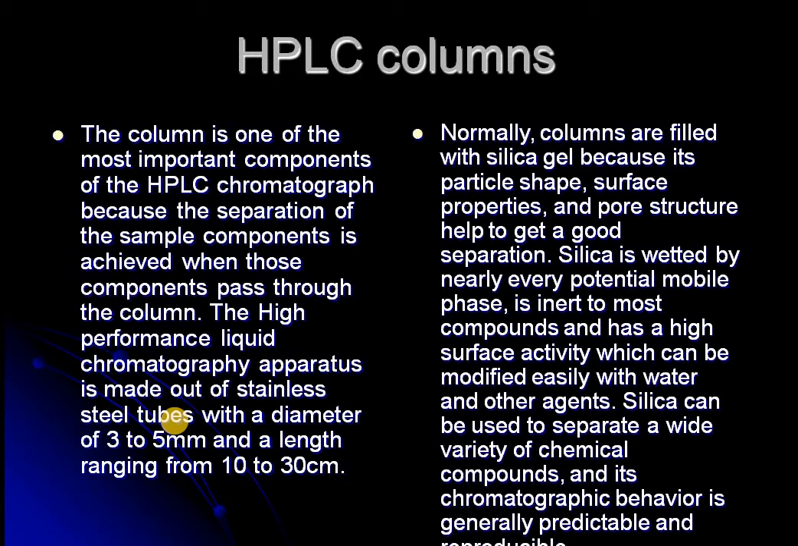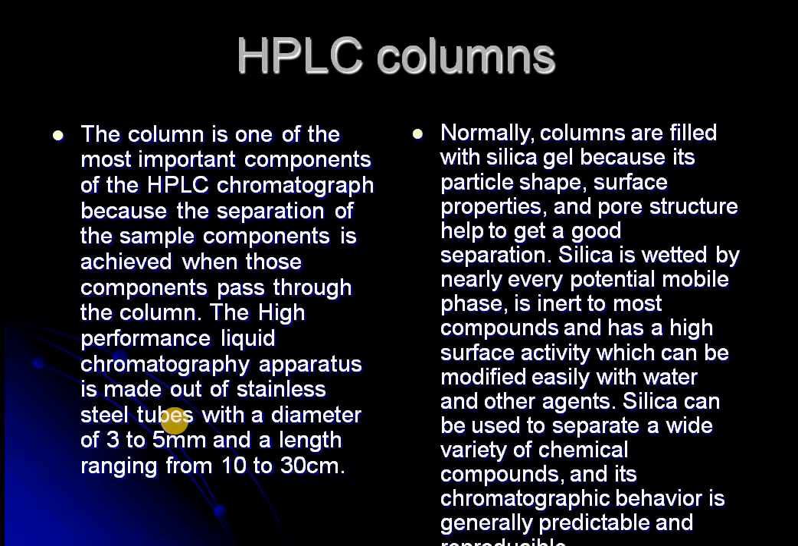HPLC apparatus is made out of stainless steel tubes with a diameter of 3 to 5 mm and a length ranging from 10 to 30 cm. Normally, columns are filled with silica gel because of its particle shape. Silica gel has particle shape, surface properties and pore structure that help to get a good separation.